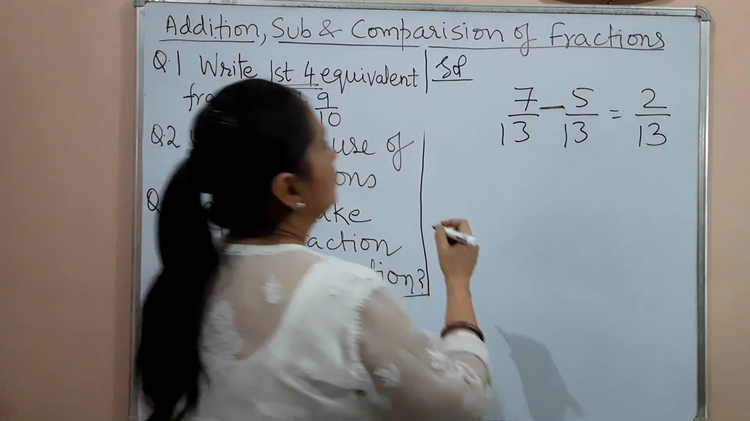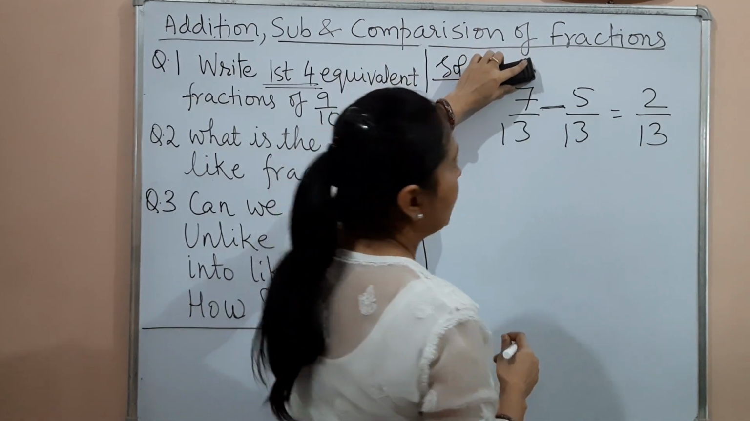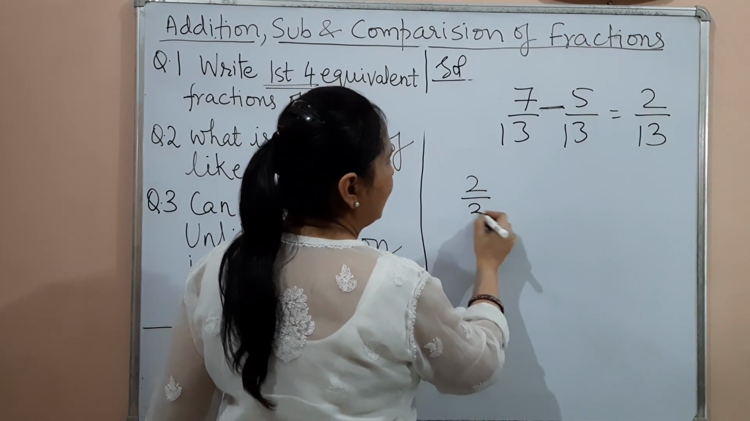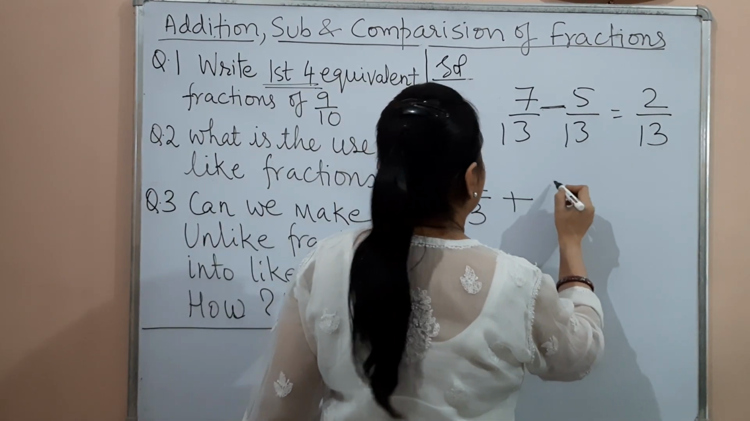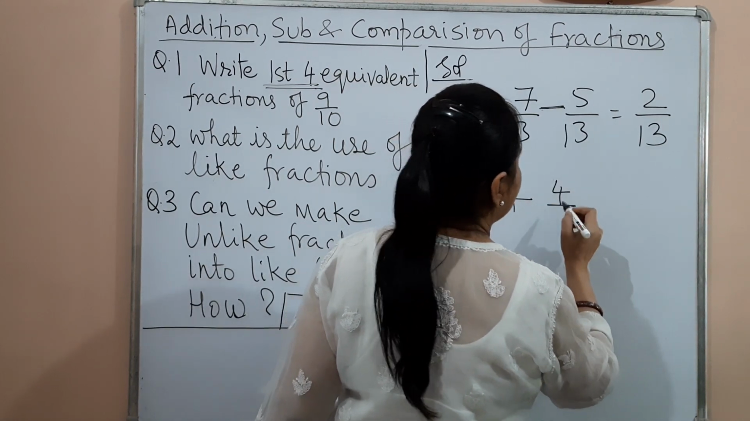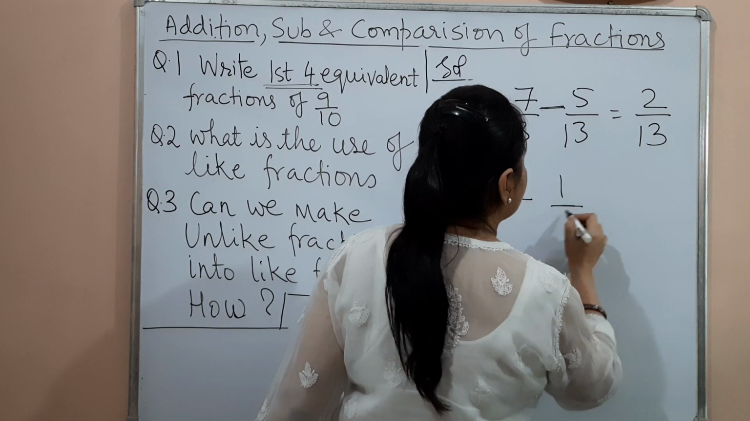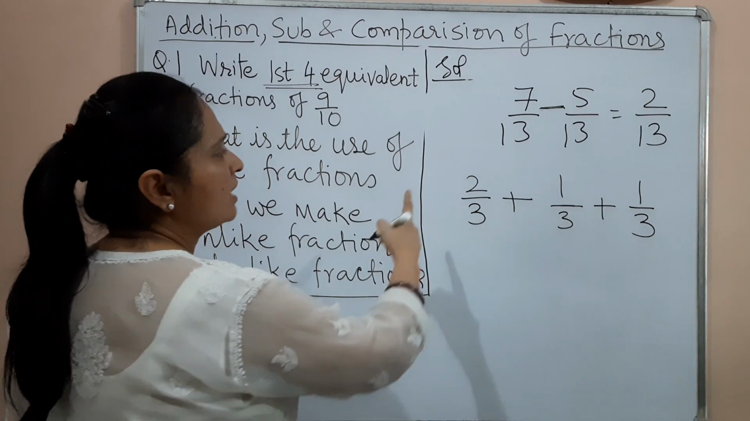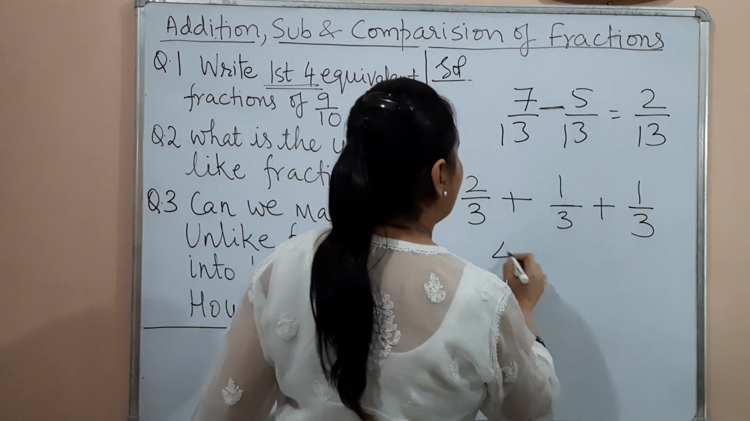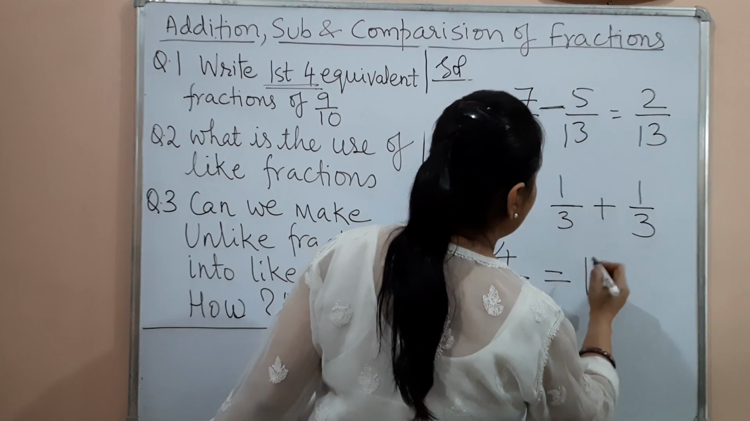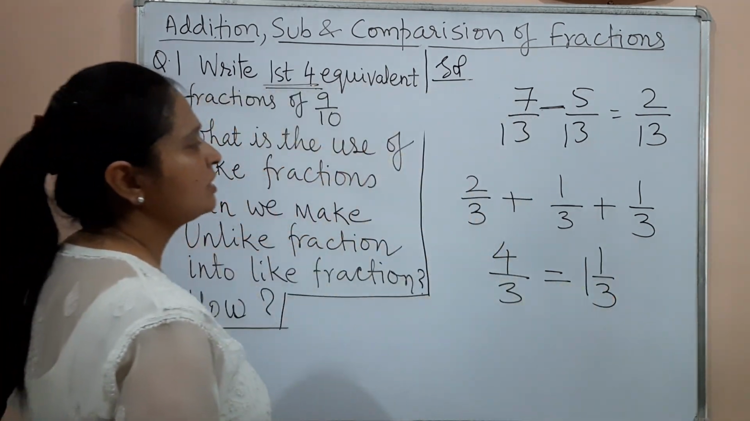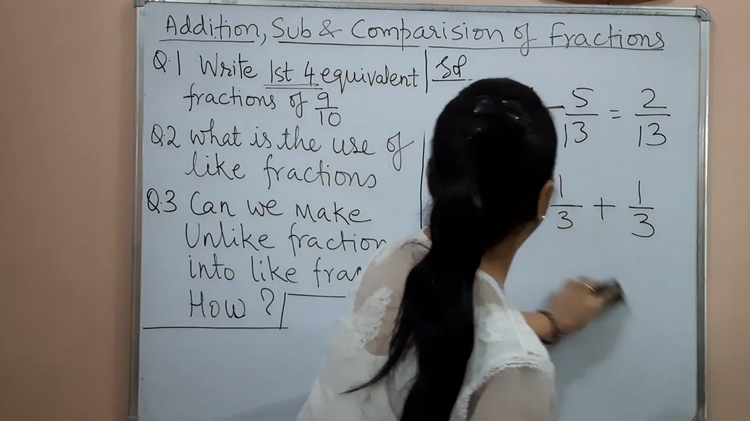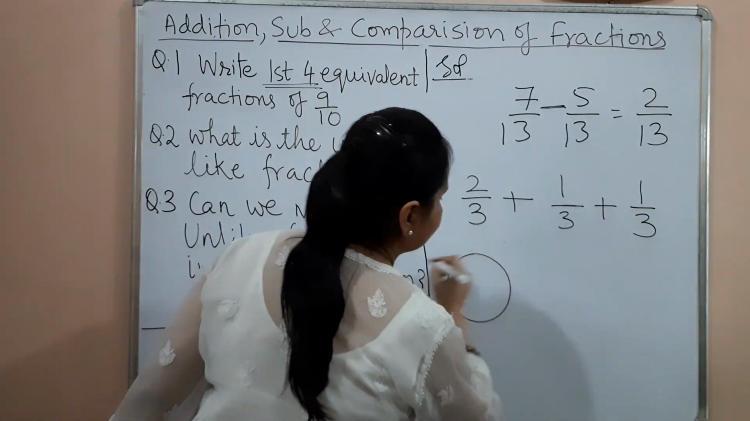Alright. So now suppose if you have any difficulty in understanding, suppose this is 2 by 3 plus, say, 1 by 3 plus 1 more 1 upon 3. Then the answer is 2 plus 1 plus 1, which is 4 upon 3, and which means 1 whole 1 upon 3. Alright. Now let us understand this by the diagrammatic method.